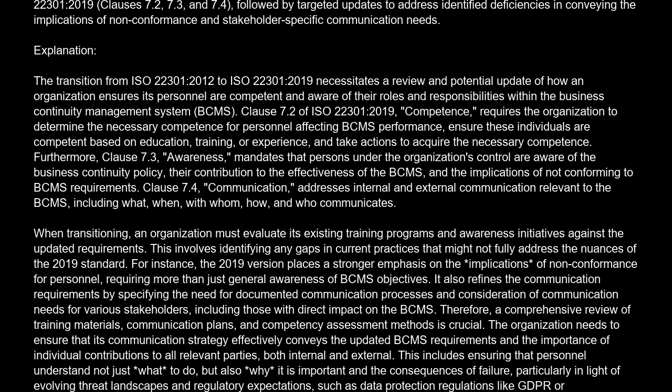This includes ensuring that personnel understand not just what to do, but also why it is important and the consequences of failure, particularly in light of evolving threat landscapes and regulatory expectations, such as data protection regulations like GDPR or industry-specific compliance mandates. The transition process itself is an opportunity to reinforce these competencies and awareness levels, ensuring that the updated BCMS is robust and effectively embedded within the organization's culture.